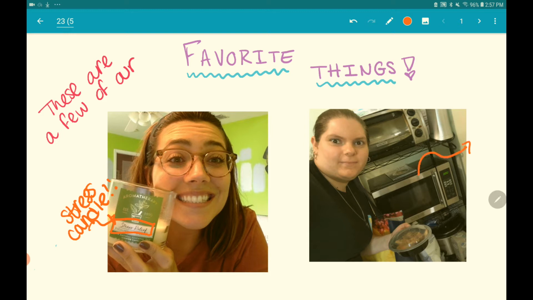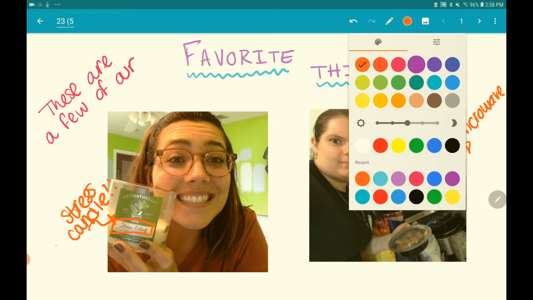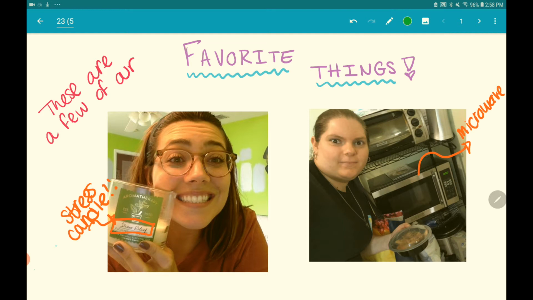Miss Singari picked her microwave because she loves her food, and here's the exact word she used, piping hot. That means she likes it so hot that she can't go anywhere without a microwave. So that is her favorite thing in her house right now.